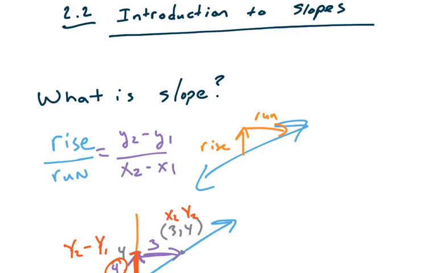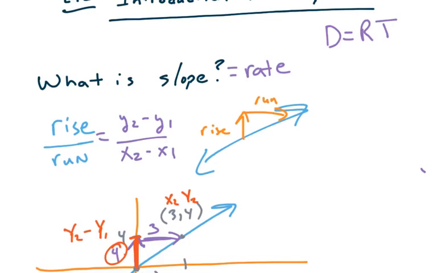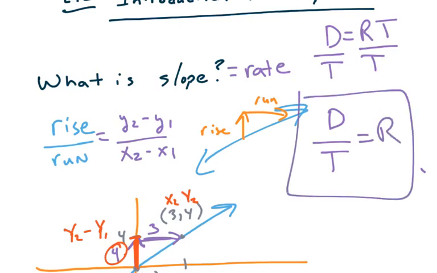So slope is rise over run, but this is also y2 minus y1 over x2 minus x1. The other thing here that's very, very important is, what is slope in terms of the real world? Slope is a rate. Okay, the most common one is probably distance. We know distance is equal to rate times time. And if I divide through by time, distance over time is rate. And what I'm saying basically here is that when you get in the car and you drive, you get something called miles per hour, right? Miles per hour is a rate.